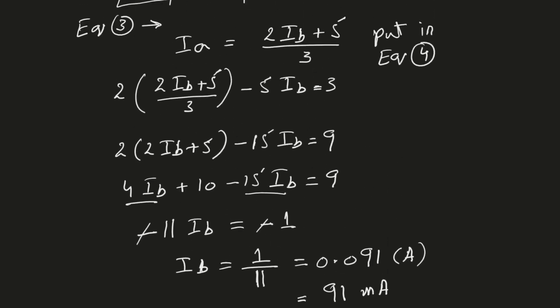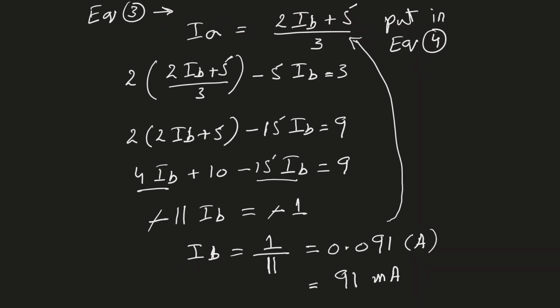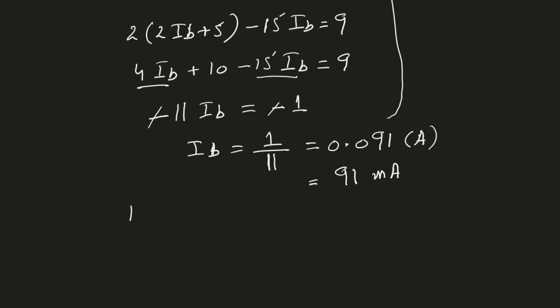Now we got IB. Let's put the value of IB from here into here to find IA. So therefore IA will be (2IB plus 5) divided by 3. So IA is equal to (2IB plus 5) divided by 3.